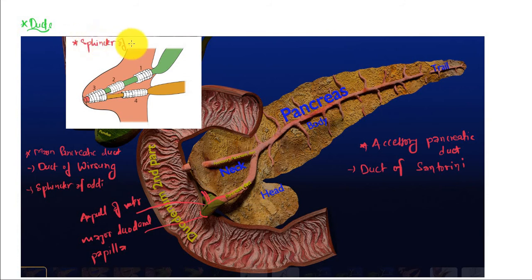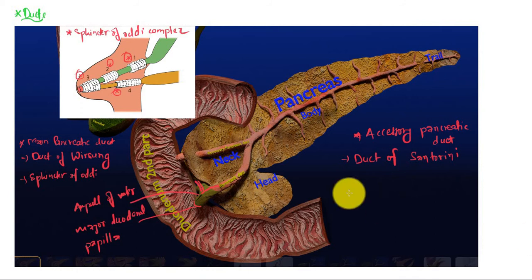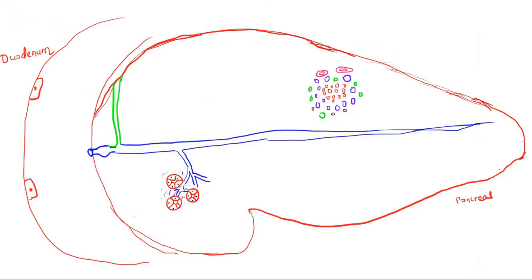For the sphincter of Oddi, we have 4 sphincters. One of them is in the pancreatic duct, 2 in the common bile duct, and 1 in the ampulla of Vater. The accessory pancreatic duct opens into the duodenum through the minor duodenal papilla.